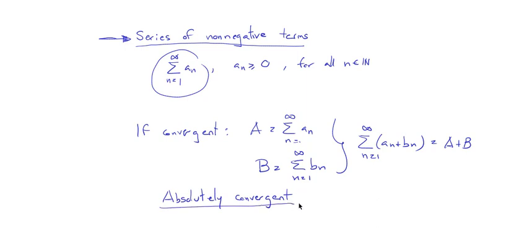Automatically, if they're convergent, they're absolutely convergent. We will see what absolutely convergent means later on in the unit. But so far, just get the fact that if a series of non-negative terms is convergent, then we can operate with it as if it was a number, because it is a number.